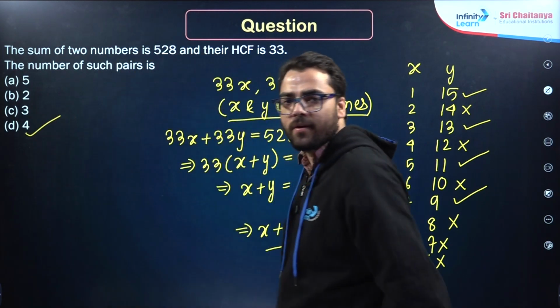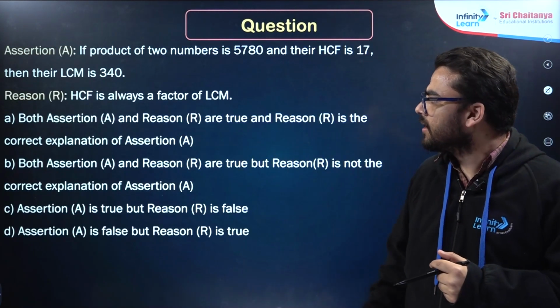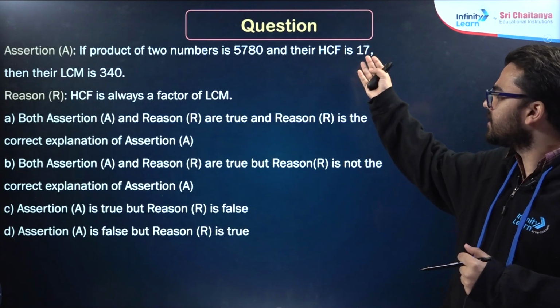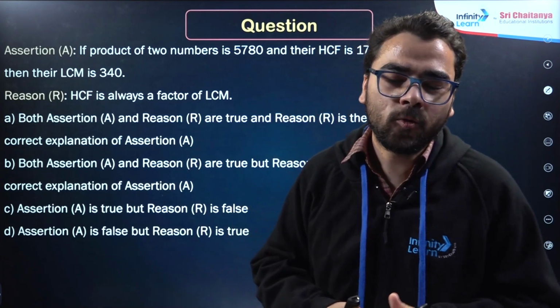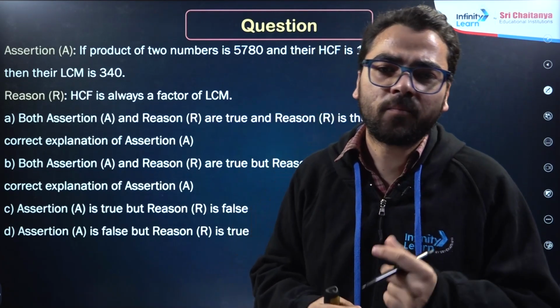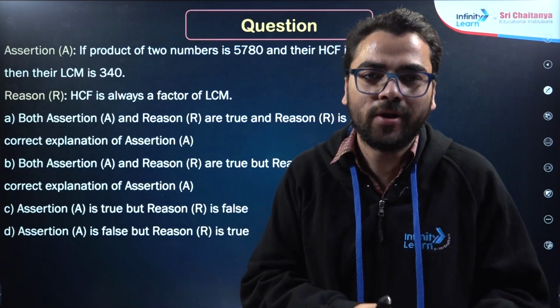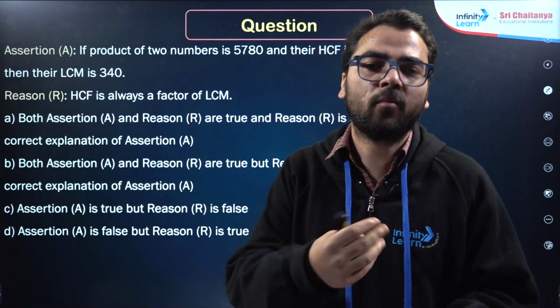One of the important questions on this topic. Now let's see the other thing. The question is, if the product of two numbers is this and their HCF is this, then you have to find their LCM. Now this property you know: the product of HCF and LCM of two numbers is equal to the product of the numbers itself. This is valid for two numbers only. It's not valid for 3 numbers, so don't use this result for more than 2 numbers.